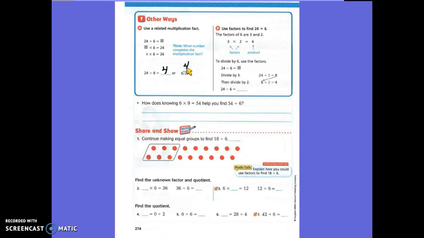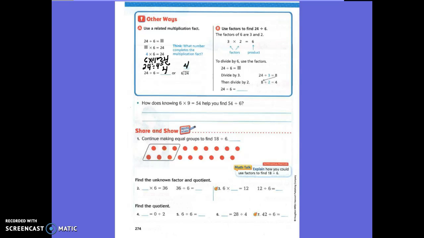Okay, related facts. We do all the related facts. 4 times 6 equals 24. 6 times 4 equals 24. 24 divided by 4 equals 6. Or 24 divided by 6 equals 4. Or this other way that they are saying is using factors to find 24 divided by 6.